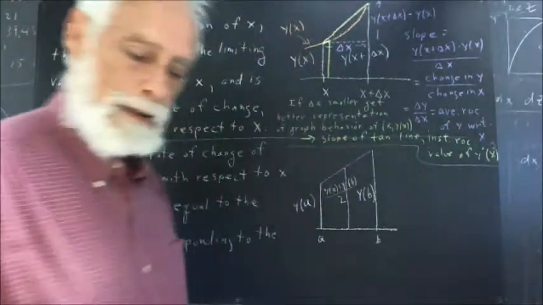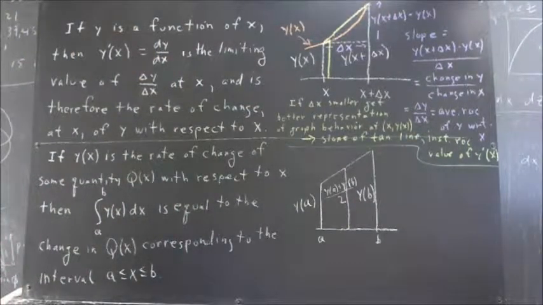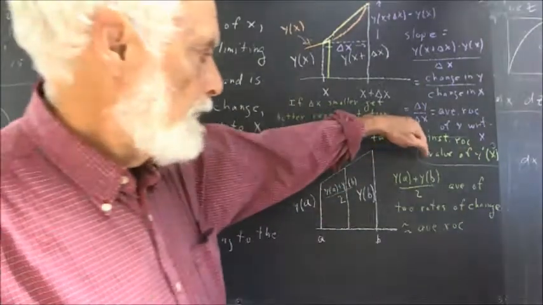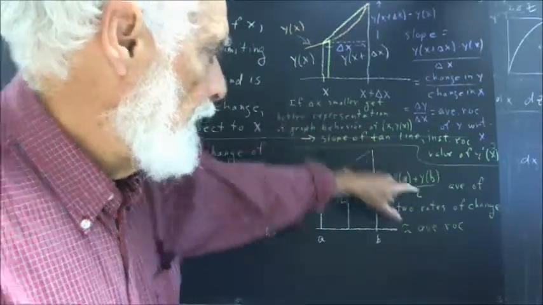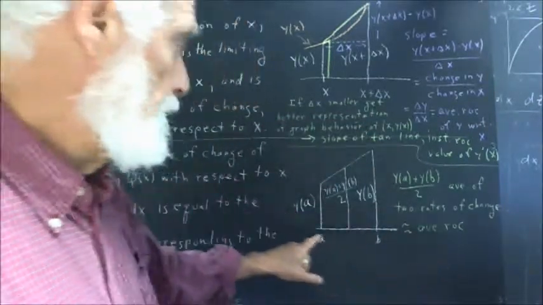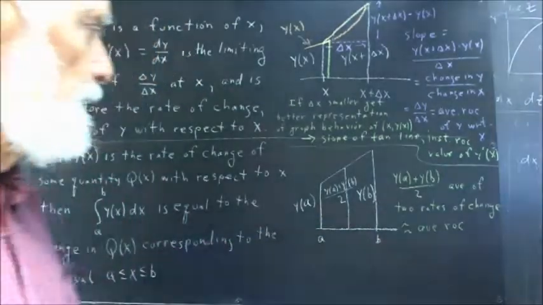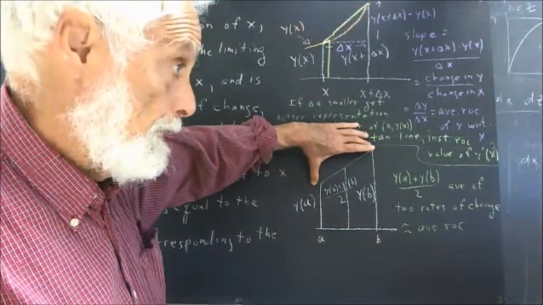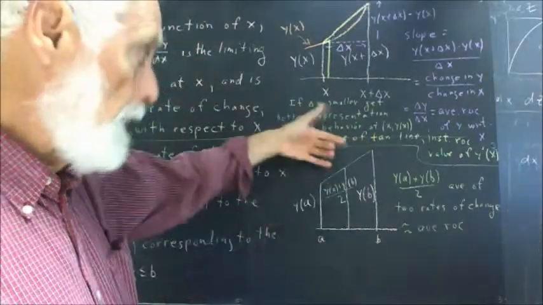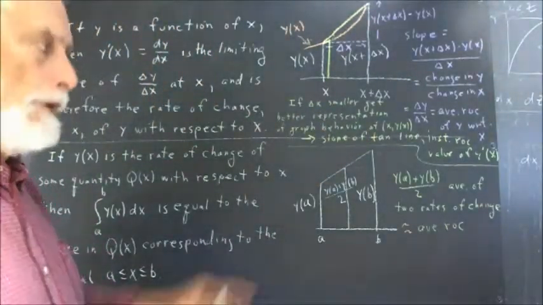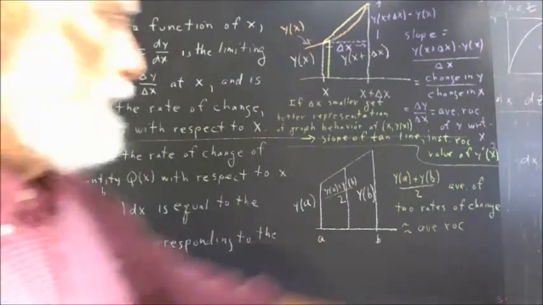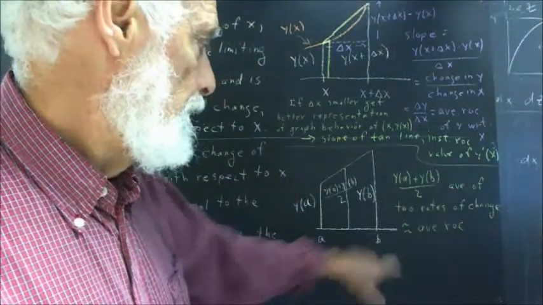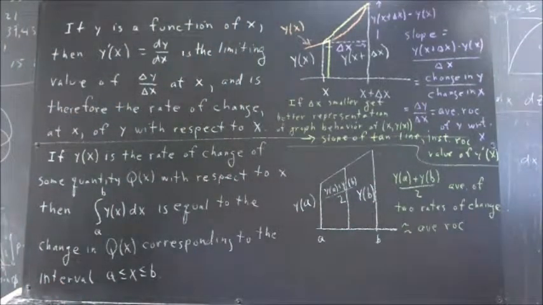Okay, well, remember that y of x represents the rate of change of q with respect to x. So y of a plus y of b over 2 is the average of these two rates of change. And that's approximately equal to the average rate of change on this interval if the function doesn't vary too much from this straight line. And if you make the interval small enough, it won't. Okay, well, when we multiply the average rate of change by the width of the interval, what do we get?